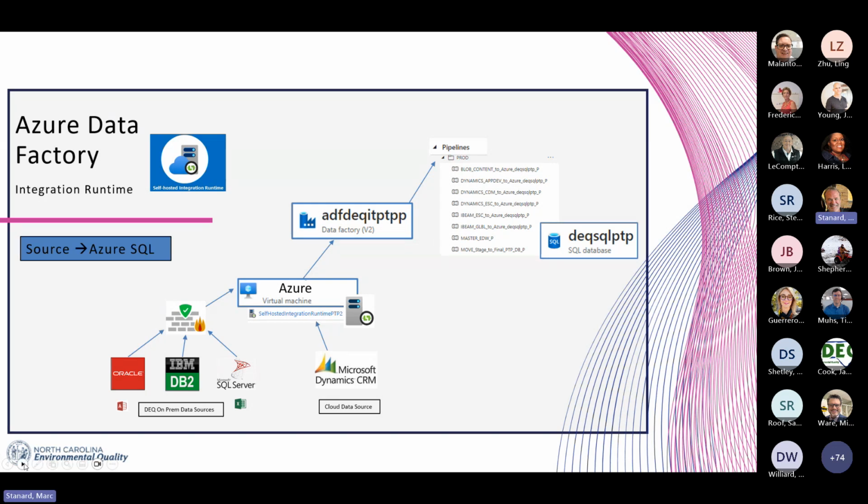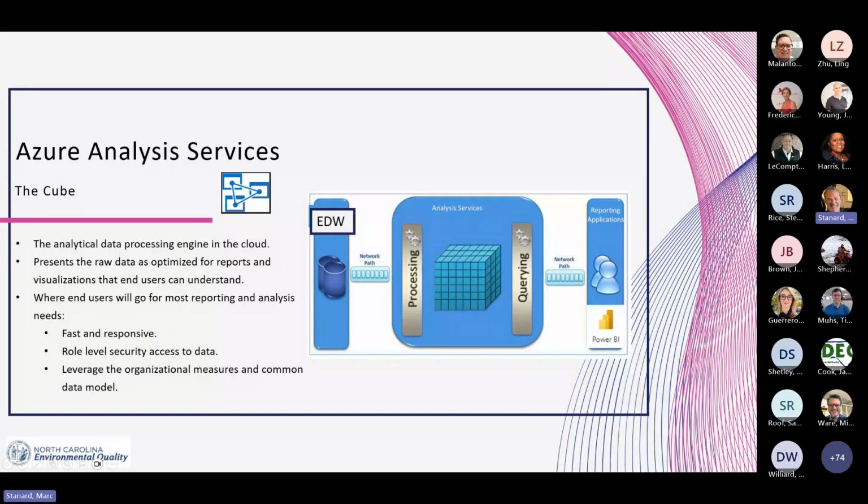All right, so the second component to the DEQ data platform is the Analysis Services Cube. The Cube is our data processing engine in the cloud. This is where semantic data models are developed, which makes the data ready for reporting. The Cube presents the raw data that is stored in the data warehouse in a way that end users can understand. This allows for ease of data access and consistency in reporting.